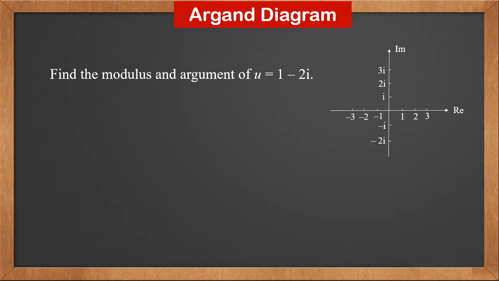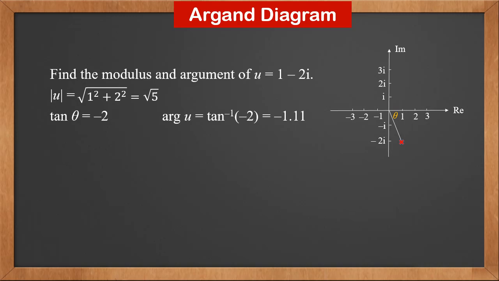Find the modulus and argument of u equals 1 minus 2i. Let's plot it in the Argand diagram. It's in the fourth quadrant. U's modulus is √(1² + 2²), which is √5. Tangent theta is -2. It's in the fourth quadrant, so its value is inverse tangent of -2, which is -1.11.